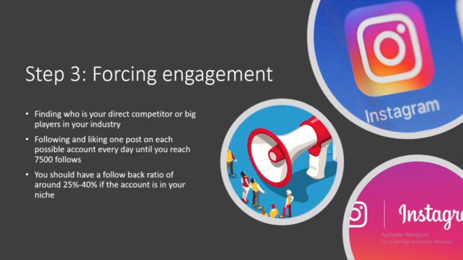So let me just repeat. First step, you find your direct competition or a big player in your industry. You go into their following base and you start following. Usually you will be able to follow, as I said, 250 people per day. Your conversion rate would be between 25 and 40%. At first it's going to be a little bit less, and the more followers you have, the bigger the conversion rate will be.